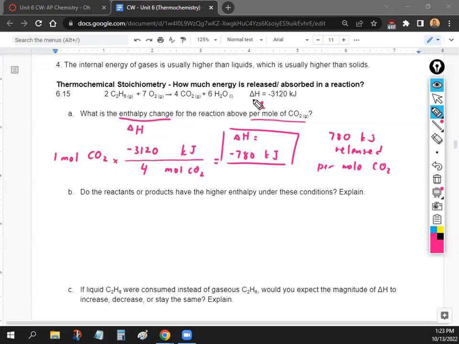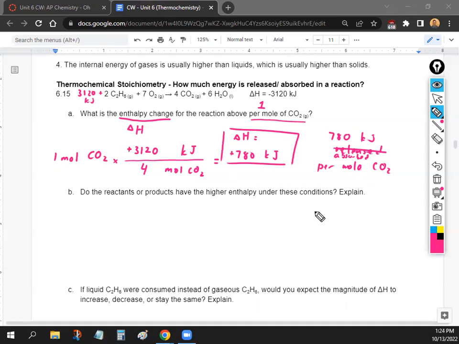The only difference is if it was a positive enthalpy, then it would be part of the reactants, so it'd be a positive sign, but if it's negative, it's part of the products. You'd do the same thing, just with a positive number, and then you get a positive answer. And instead of it being released, it would be absorbed. So that's the only difference. Any other questions?